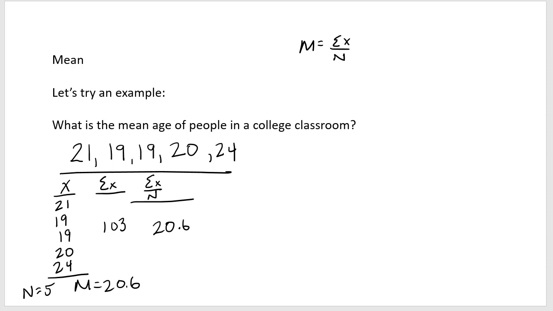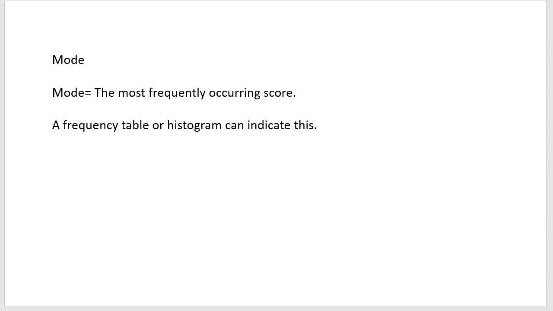Okay. Now, the next measure of central tendency is the mode. The mode is the most frequently occurring score. We usually use the mode when we're talking about nominal variables, but we can also use the mode for our last example as well. What we normally do with the mode is create either a frequency table or a histogram. The histogram will indicate the mode by the tallest bar. A frequency table will show the value that has the highest frequency.